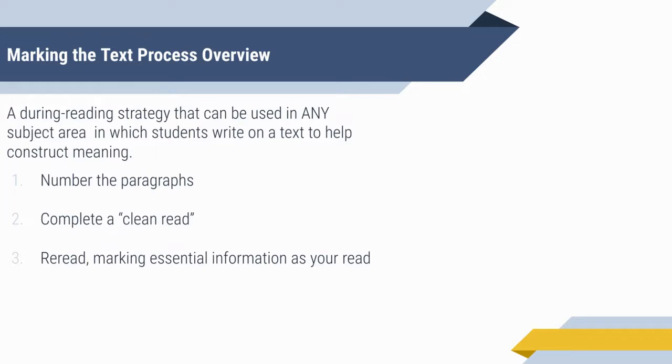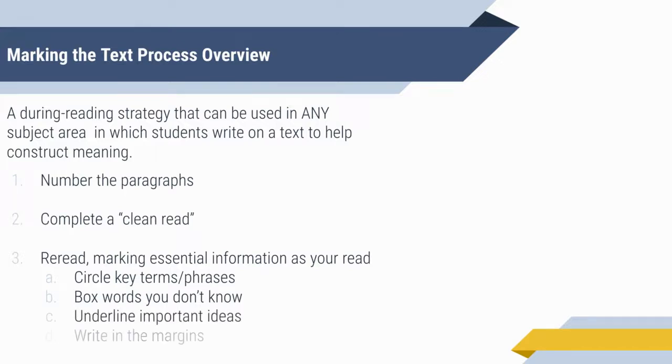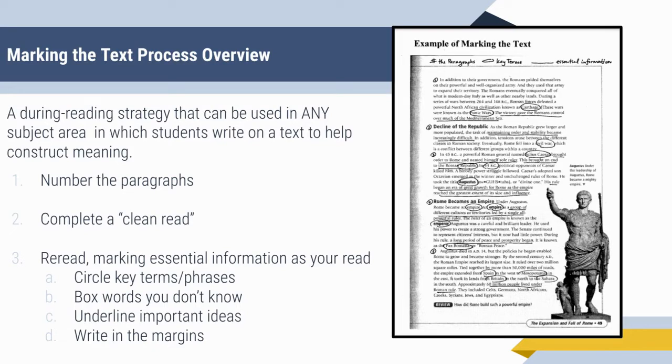One type of marking that they will make is circling key terms or phrases. Depending on the type of text being read, key terms could include key concepts, content-based vocabulary, names of people, places, or dates, formulas, repeated words, or literary devices. Other types of markings they will make are boxing unknown words, underlining important ideas, and writing in the margins. Boxing unknown words is pretty straightforward, but we'll go into more detail on underlining important ideas and writing in the margins in a bit. Here is an example of what a finished marking the text product could look like.